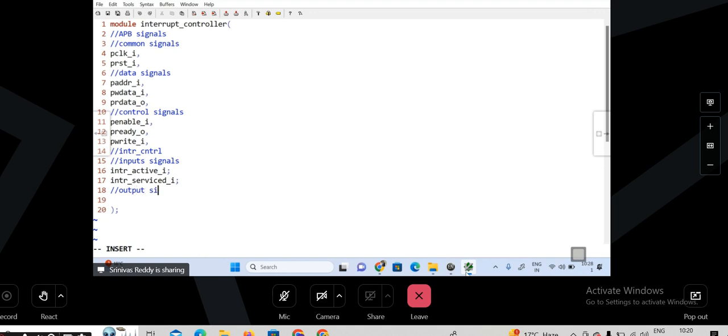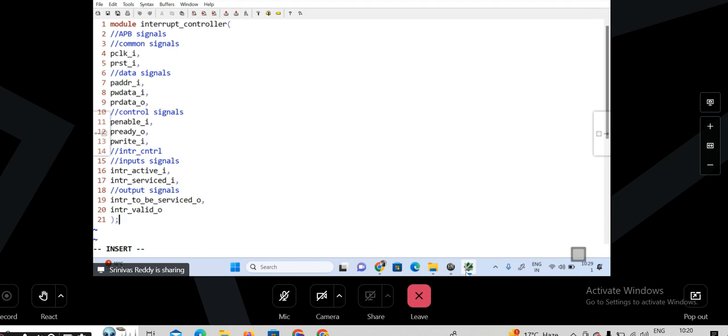What is the next one? What do I need to do? Here, what are the inputs? Input: PCLK. Correct? Then what is another input? PRESET. These are the common signals. Then the inputs are PENABLE. Correct. Next, what is the next input? PSEL. These are the inputs. Then what are the other inputs?